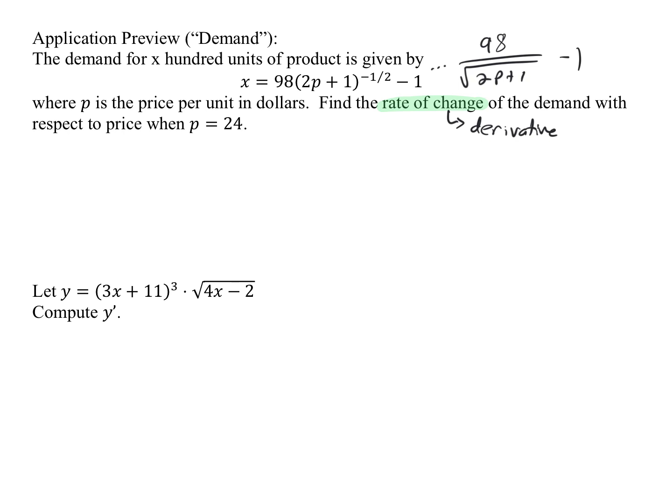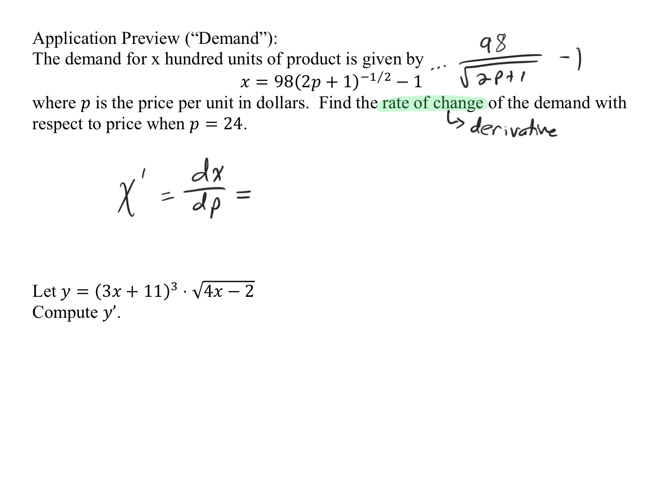The notation looks a little weird here because it says the demand for x hundred units is x equals this, and then p is the variable. So it's really strange to have a function start out with an x. You could maybe get away with saying x prime is equal to, but a better notation is that we are taking a derivative of x with respect to p. This is equal to, and now we just take the derivative.